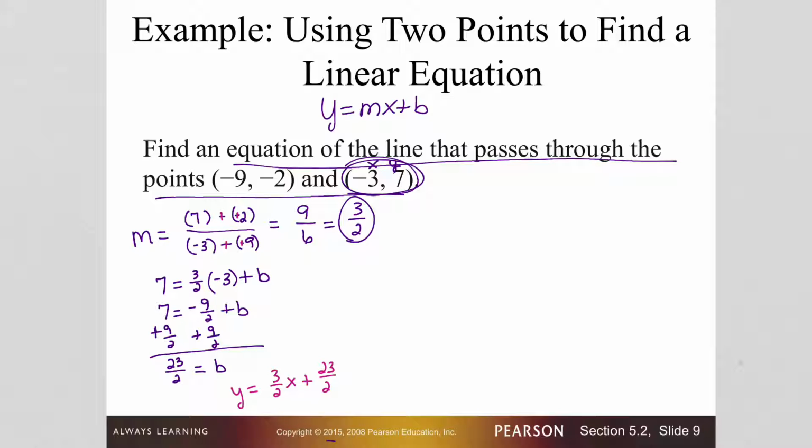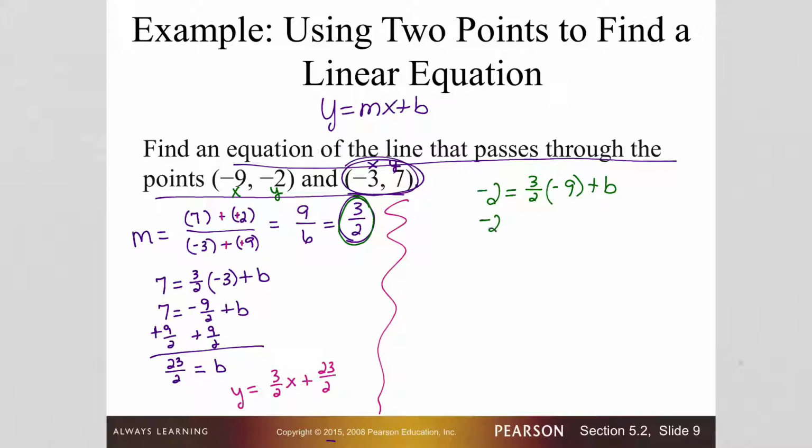Now, what if I had used the other point? What if I had used the negative 9, negative 2? Let's try that. So I'm going to put this in for x, this in for y, and I'm still going to use 3 over 2 for my slope. So my y is -2 is equal to my m is 3 over 2. My x is -9 plus b, so I'm going to solve for b.